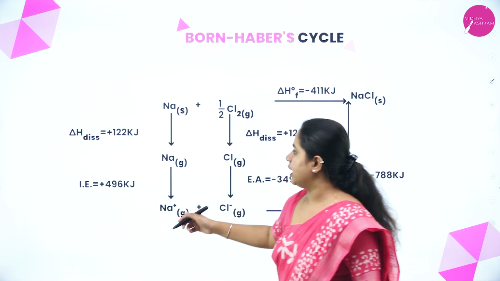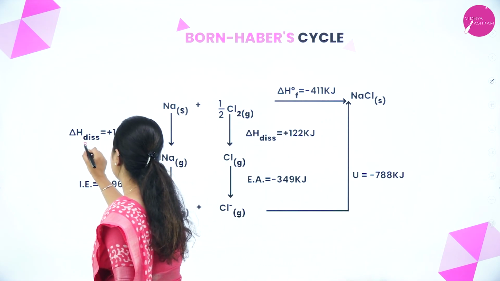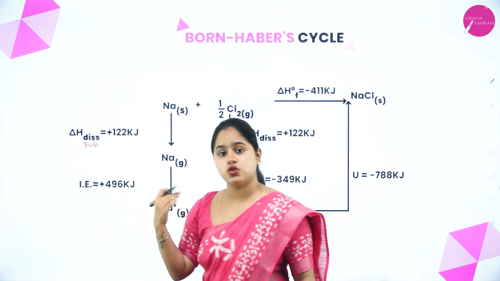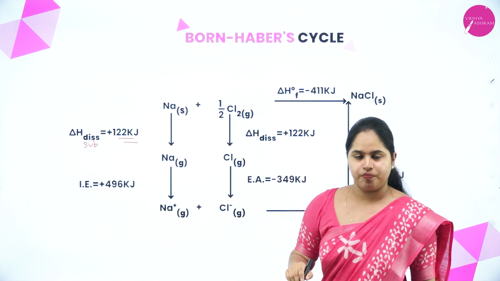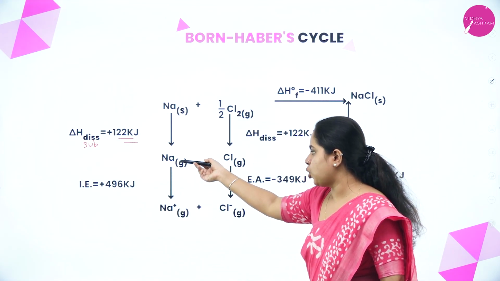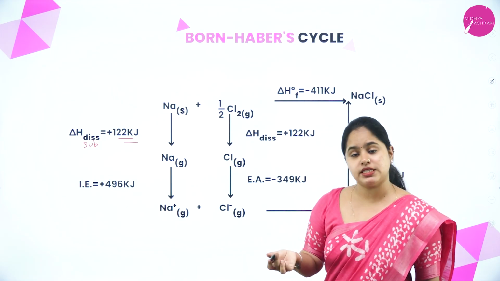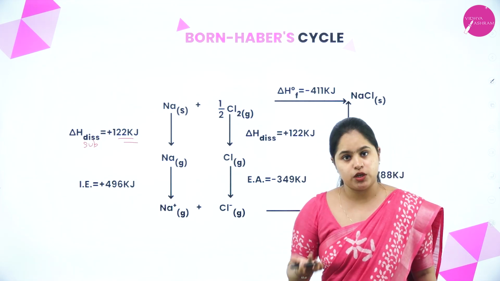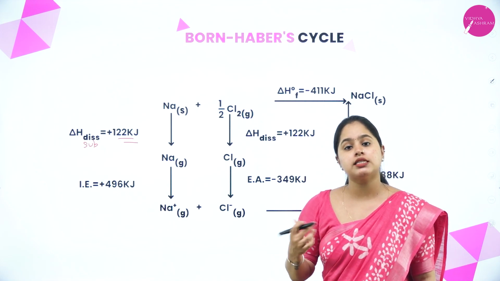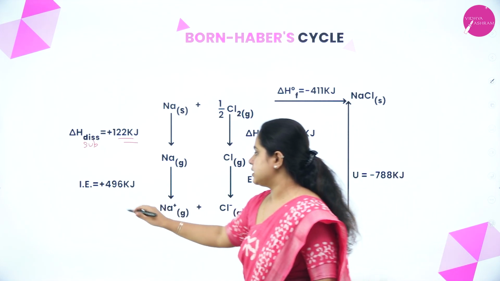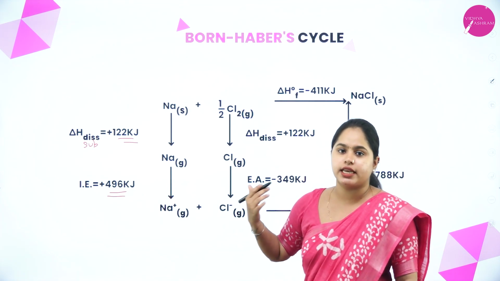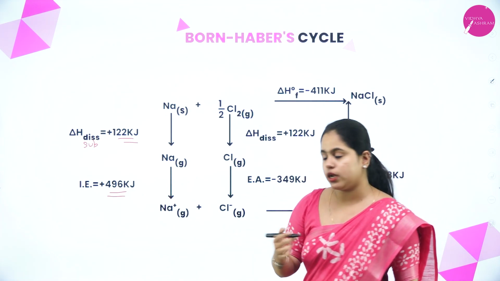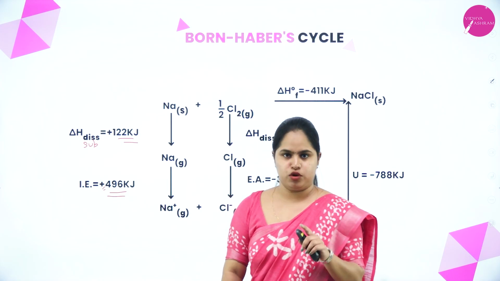So, the energy associated with the sublimation is 122 kilojoule. Now, the next step is sodium is converted into Na plus ion by losing one electron, which is called ionization enthalpy. The ionization enthalpy energy is 496 kilojoule. We know that it is an endothermic process, that means it will always have a positive value.